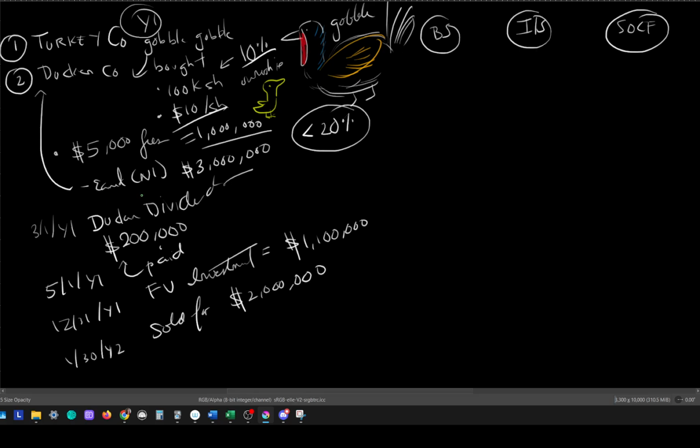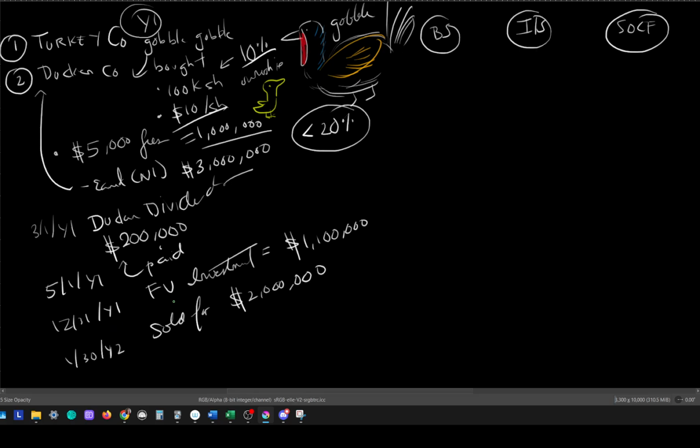And then we learned during the year that Duckin Company earned $3 million in net income. This is all for year one. We found out that Duckin paid dividends of $200,000. Sorry, the dividends were declared on March 1st, year one, but they were paid on May 1st, year one. So that's a clear distinction. March 1st, the dividends were declared for $200,000, and on May 1st, they were actually paid. So keep that in mind. That's two separate journal entries. Don't get these mixed up.